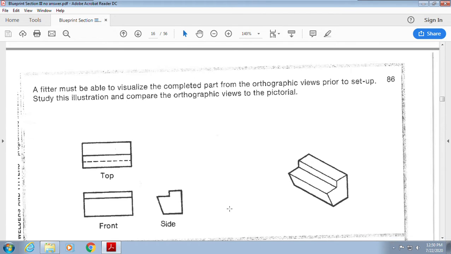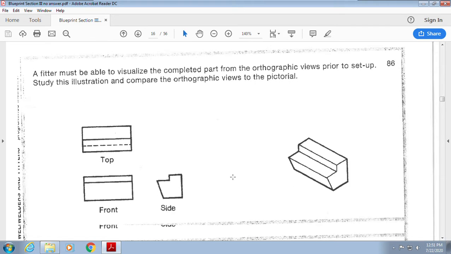We're working on Blueprint Section 3, page 86. All right, so we know that looks can be deceiving if we don't take all of the information into account. So we're going to continue with that. We need to make sure that we're able to visualize the part from the orthographic views before we put it together. And that's really important for us to be able to do.